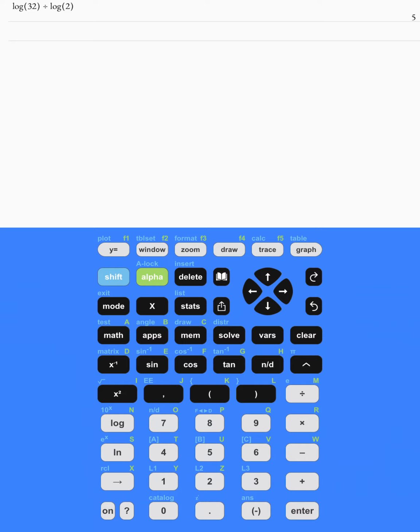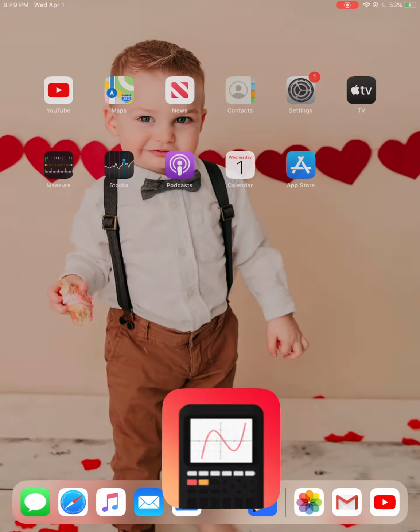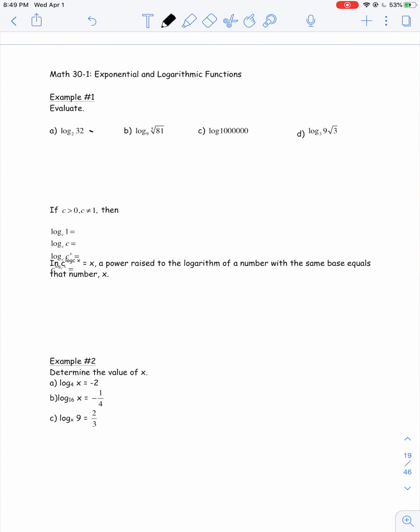Okay, so this is just a way around it if you don't have that button. Those are the two methods. As you can see, when I go alpha window for you guys number 5, you can put the 2 there and the 32 here, and that gives you the answer of 5. So we know the answer is 5, but I want to show you different methods as well.